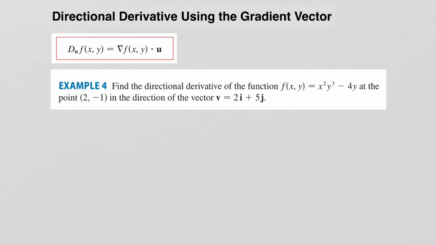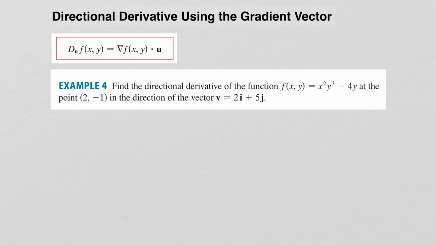So now that we have this new formula for finding directional derivatives, we can use it to find them. Now, there really is no advantage to this formula other than the fact that it helps you to remember the formula a little more easily. So in this example here, find the directional derivative of the following function at the point (2, -1), in the direction of the vector v, which is the vector (2, 5).